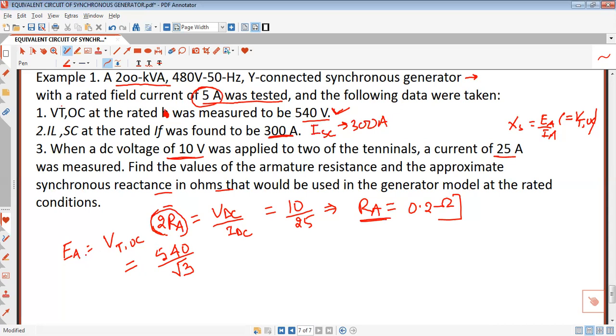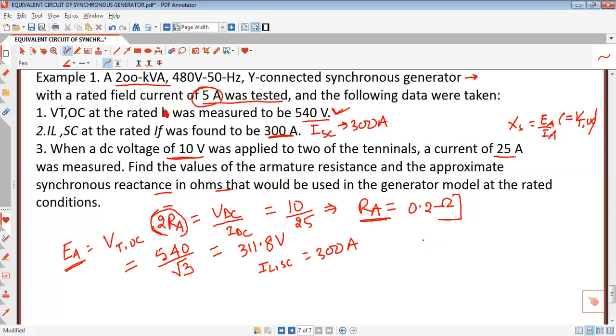Now since this machine has an open circuit voltage of 540 volt and it is star connected, we get its per phase value. VT open circuit voltage 540 divided by root 3 will come to 311.8 volt. So this much voltage we are getting using the open circuit test. This is the per phase voltage. Now the line current at short circuit is given as 300 ampere when the short circuit test is conducted.